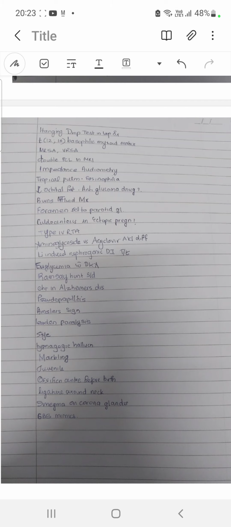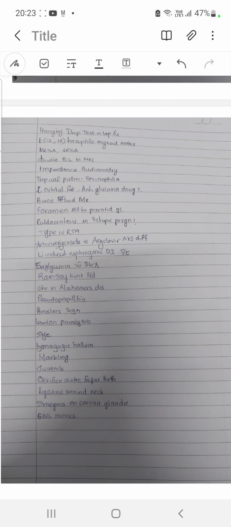In Conn syndrome, what is the condition? There is hyperaldosteronism and again renin is low. Aminoglycoside and acyclovir, the difference is one is oliguric. Acyclovir is forming crystals and causing obstruction in the tubule, so urine will not go. Oliguric is acyclovir, aminoglycoside is non-oliguric, and even if the drug is eliminated, the effect persists.